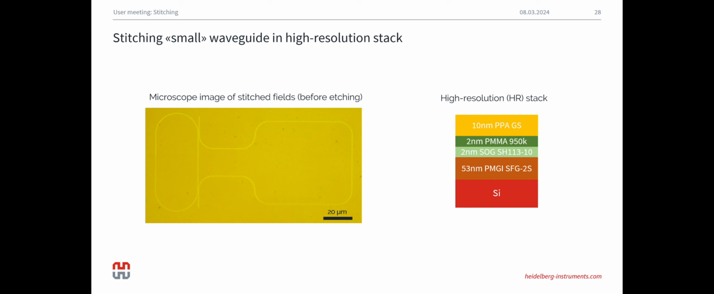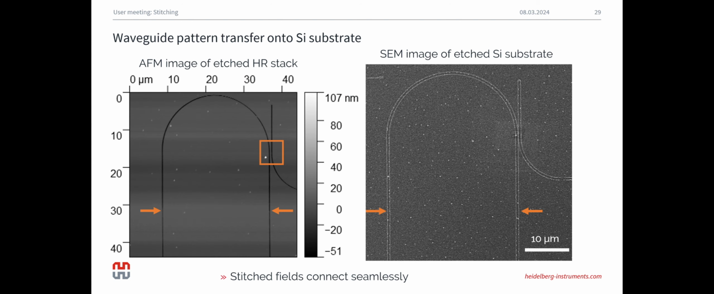And then I also have this waveguide from before, from the layout. We patterned this on a high resolution stack. On the left you see an AFM image after the patterning, and where the arrows are was where the stitching was done. And on the right, also after development, you see it was connected seamlessly.